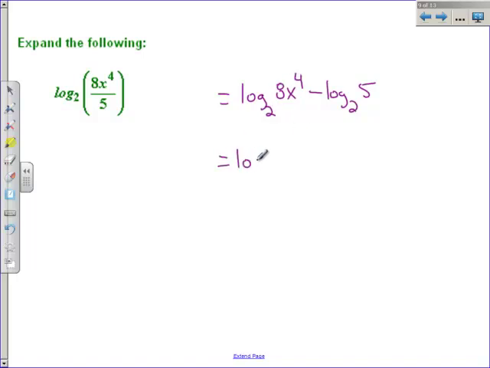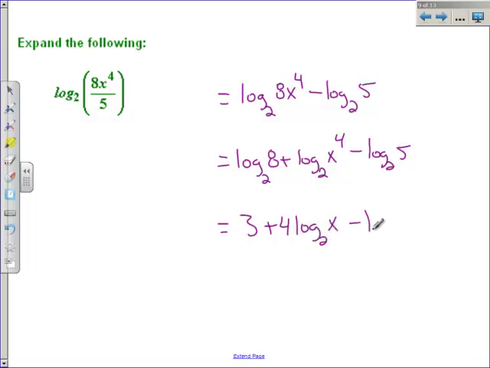I can say, well, that's the log base 2 of 8 plus the log base 2 of x to the 4th minus the log base 2 of 5. And I've got two more things to do here because I can answer the log base 2 of 8. It's 2 to what power gives you 8? That's 3. And then I can bring the 4 down in front because of that third property of logarithms. And I have it completely expanded.